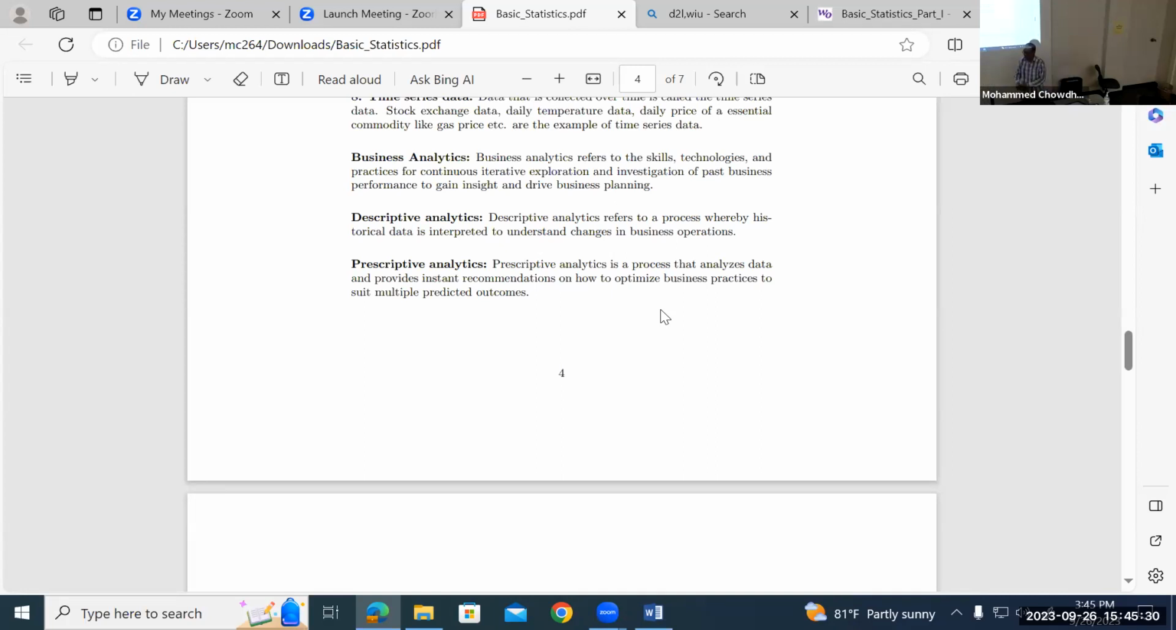outcomes. Prescriptions: the doctor writes the prescriptions, right? If you go to the doctor, the doctor writes the prescriptions, wanting you to get rid of the disease immediately. Similar type of pattern. Prescriptive analytics is a process that analyzes and provides instant recommendations. The doctor gave you instant medication, an antibiotic, right? The doctor said normal medicine will not work for you, you have to take some antibiotics. And an over-the-counter antibiotic is not possible; the doctor has to write the prescription. So prescription means immediate. Prescriptive analytics provides instant recommendations on how to optimize business practices to suit multiple predicted outcomes.